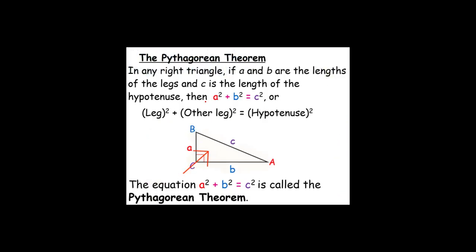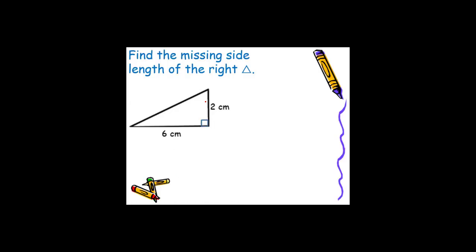It states in any right triangle, if A and B are the lengths of the legs and C is the length of the hypotenuse, then A squared plus B squared is equal to C squared. Or we can say leg squared plus other leg squared is equal to hypotenuse squared. The equation A squared plus B squared equals C squared is called the Pythagorean theorem.